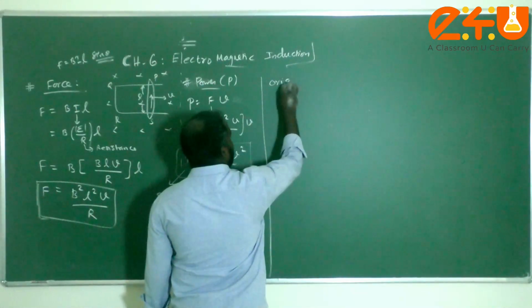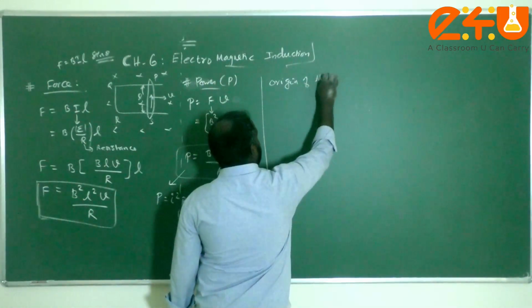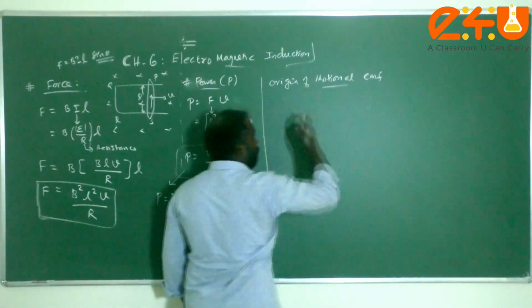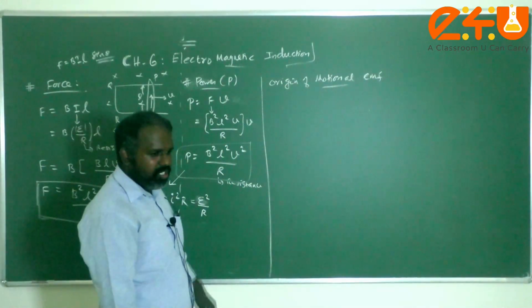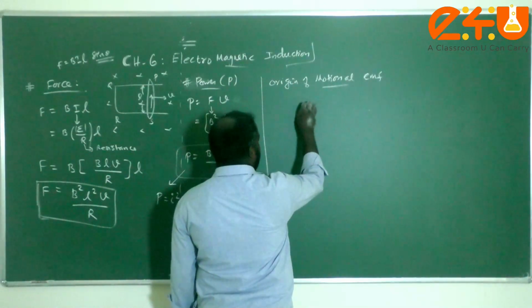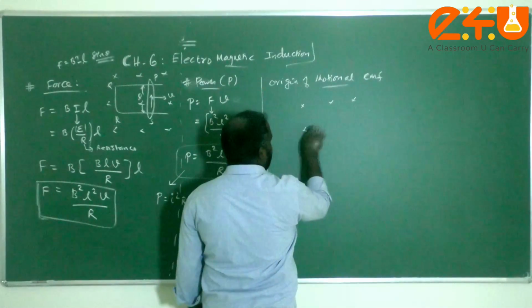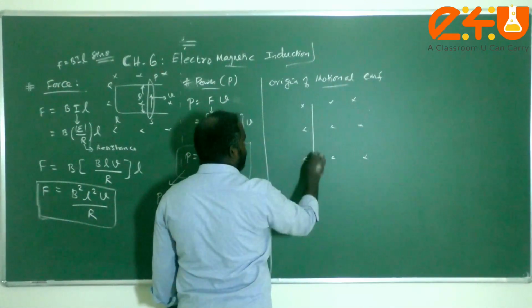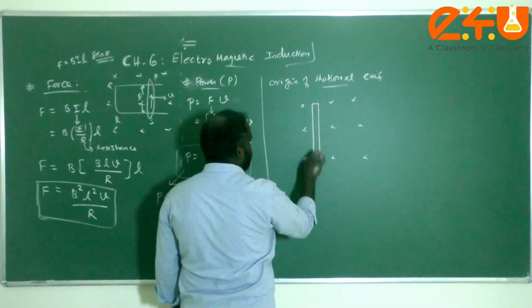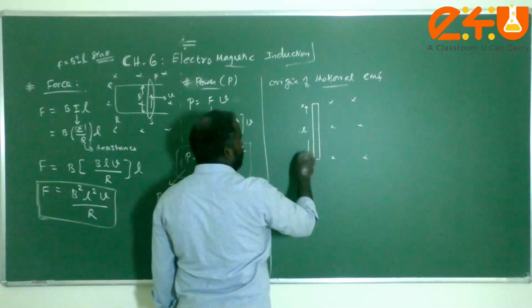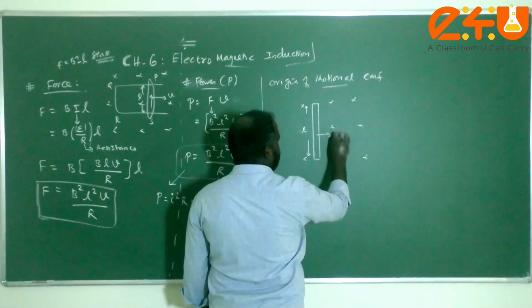So, origin of motional EMF. Yes, that is the last topic in motional EMF. Let us consider there is an inward magnetic field. A conductor of length L is moving with some velocity v.